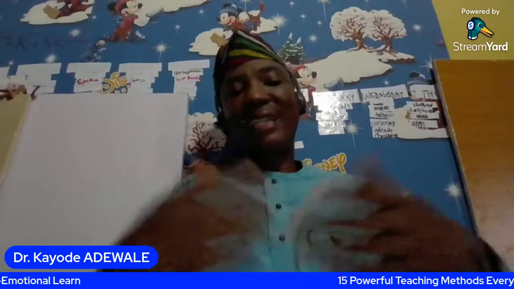So you also need to consider the learner's age and ability. The learner's age and ability is very important, because the method you are going to use with the students in primary 4 will be different from the method you are going to use with the students in SS1. You have to consider their age and their ability.